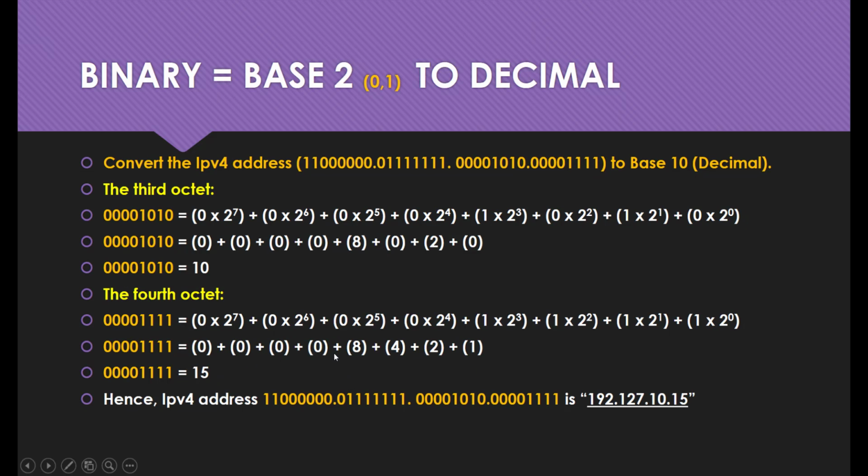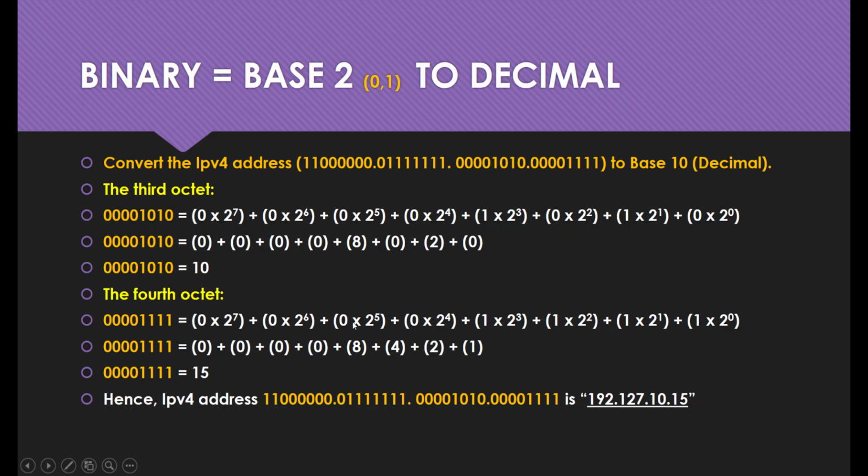Then we do that for the third octet, and we can see that we use the same process. So all this will give us 8 plus 2, and we have 10. So converting this binary will give us 10 in decimal. And the fourth octet, the same process. So our decimal conversion of 00001111 gives us 15.